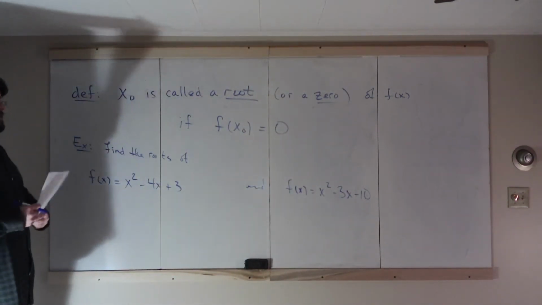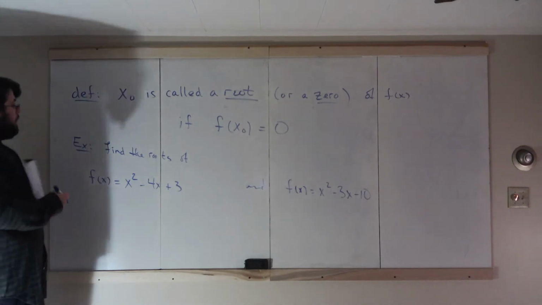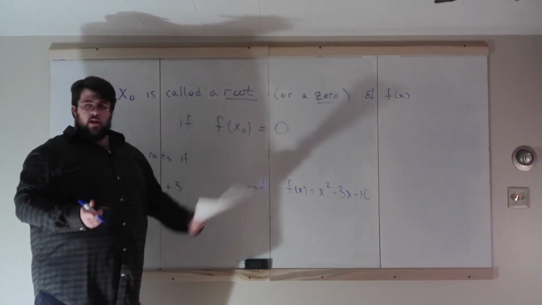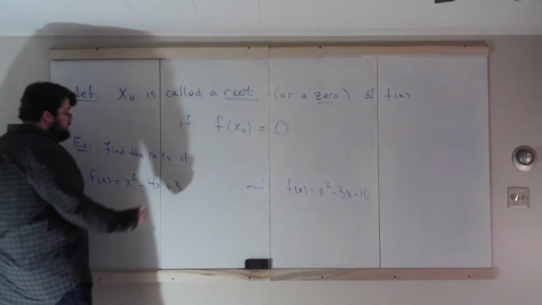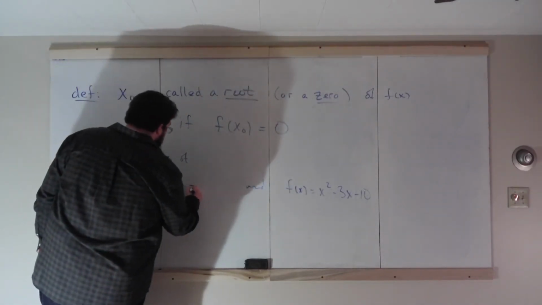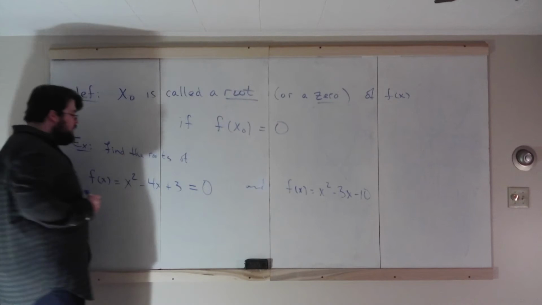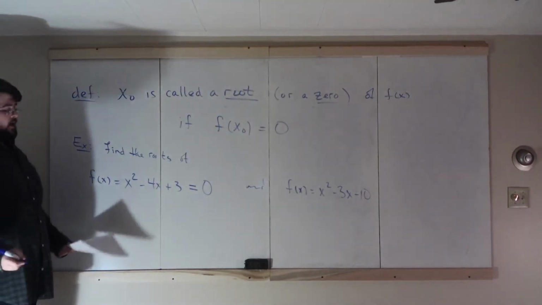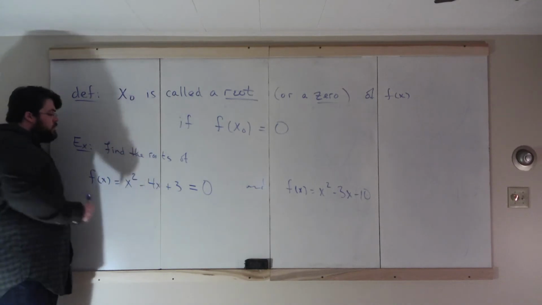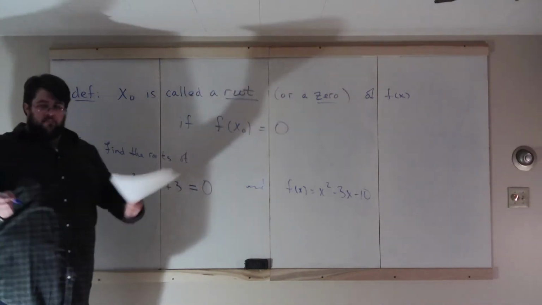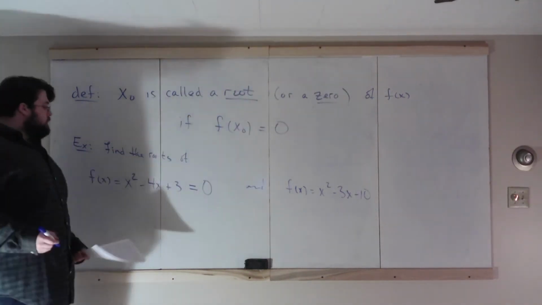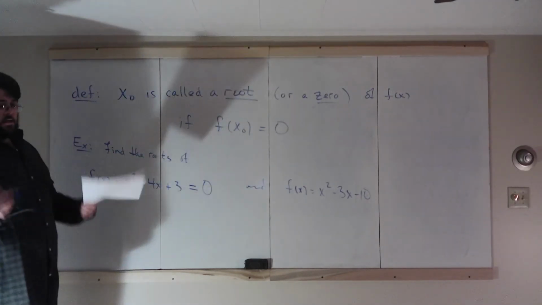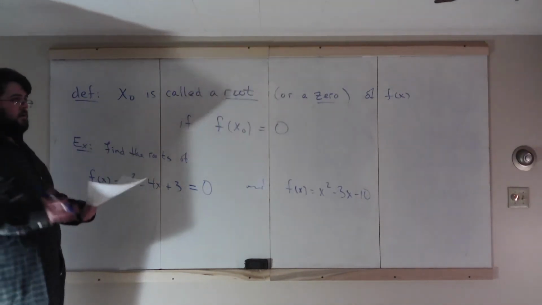Let's start with the first function, because it's first. Find the roots. Well, what is a root? A root is an x value where the function evaluates to 0. So what we need to find is where this function equals 0. So let's set it equal to 0 and solve for x. Well, with a quadratic, we can hopefully factor the quadratic so that we have two things multiplied equal 0. Because when two things are multiplied and they get to 0, one of them has to be 0.